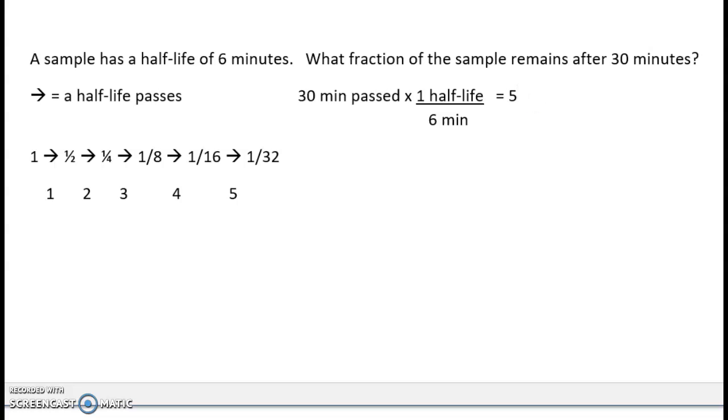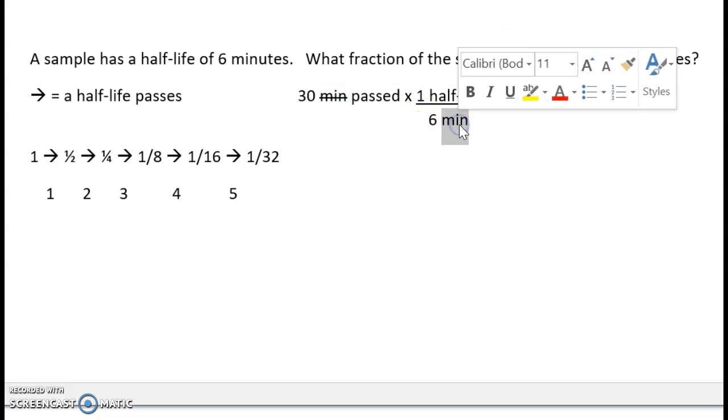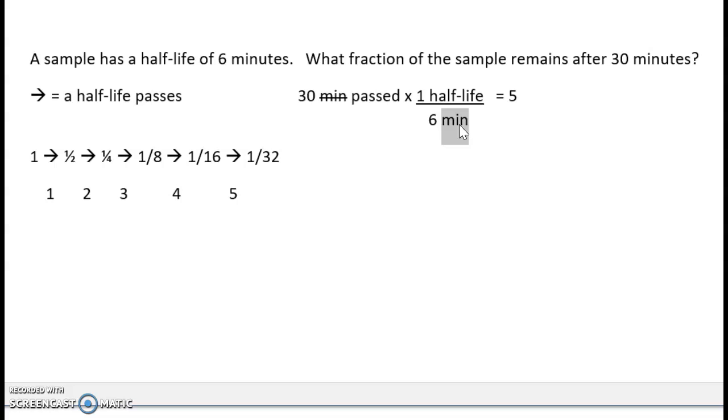You can sort of do it in your head because it's easy math. But 6 minutes have passed. I'm going to get rid of the minutes and cross it out with the minutes down here. Again, that's how you set up a conversion. And again, what we wanted to know is how many half-lives passed. So right here it says 1 half-life is 6 minutes. Right? So this turns out to be 5 half-lives. Okay? And once you've got that, then you just do the problem exactly like you did before. You make 5 half-lives passed.